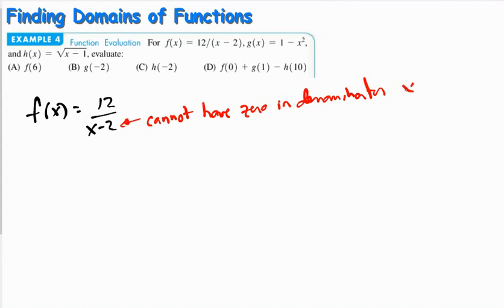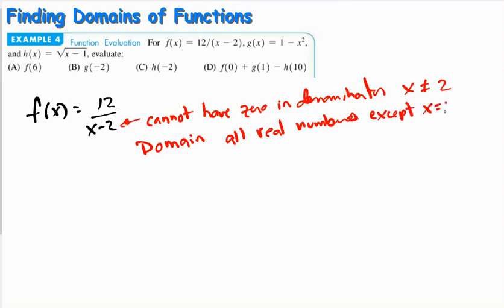So that means that x cannot be equal to 2, because if it were, you would get 2 minus 2, which is 0 in the denominator. That being said, domain is all real numbers except x equal to 2.